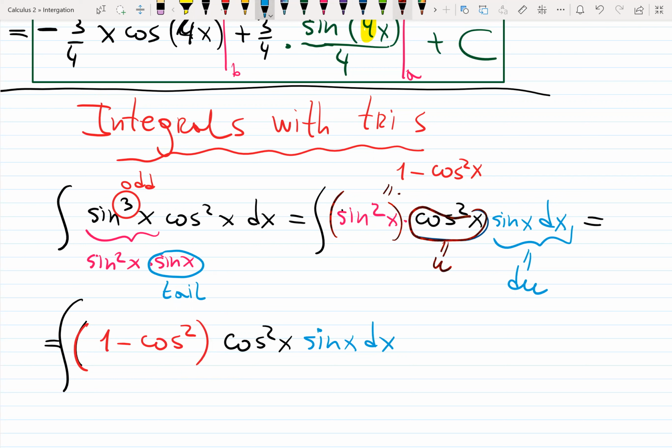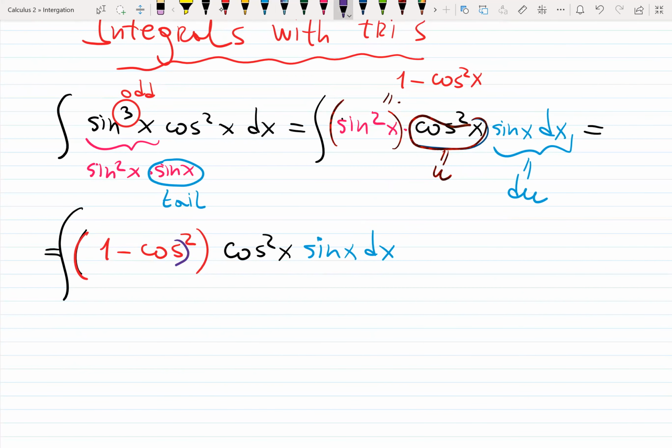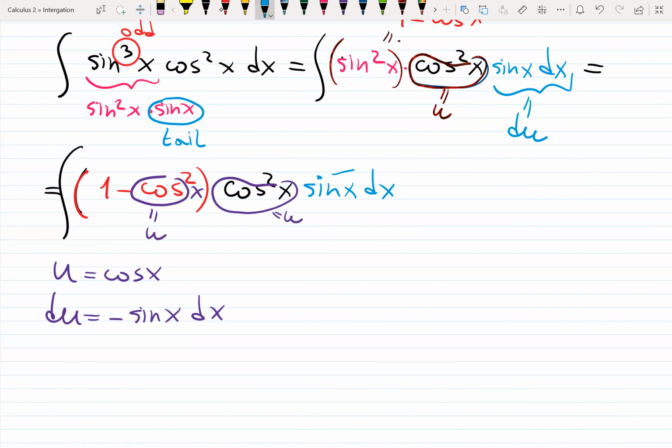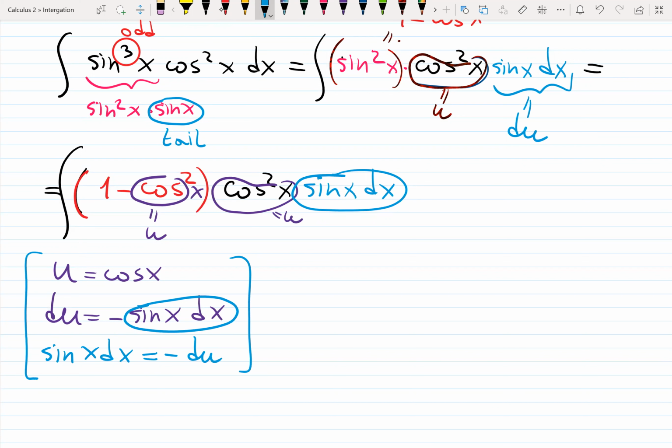Why is this amazing? Because now I'll write down: let u be cosine x, I forgot x. Then du is minus sine x dx. We need sine x dx, so let's solve for that. Just basically change the sign. Sine x dx will be minus du. This is my u substitution box. Plug everything in and you will have 1 minus u squared, u squared, du with a minus in front. That's what I usually do, I put the minus in front. And now you integrate that.